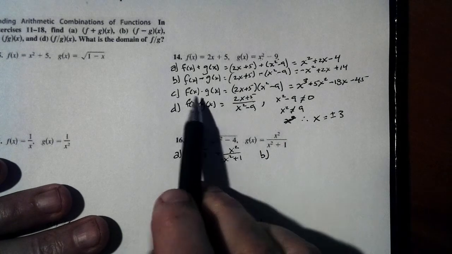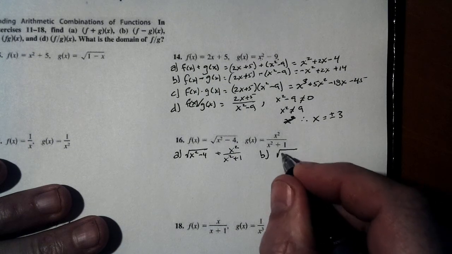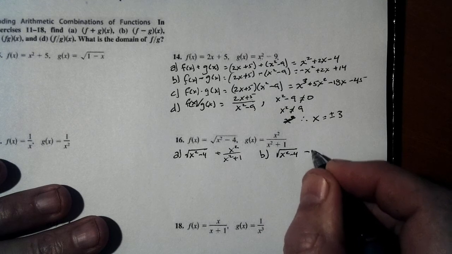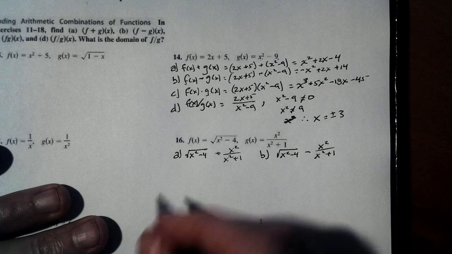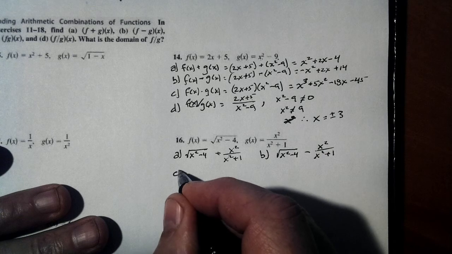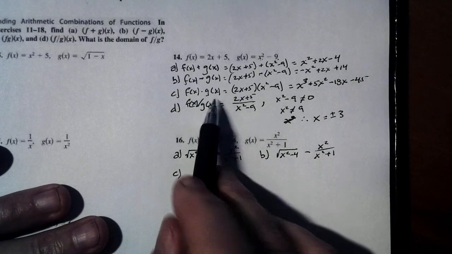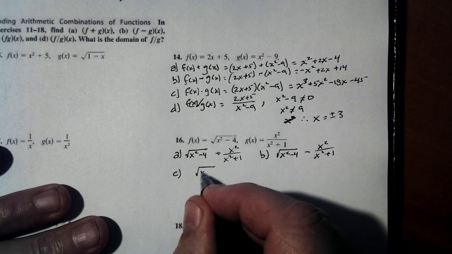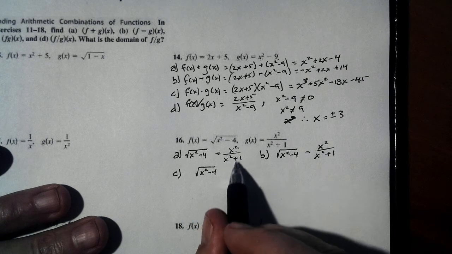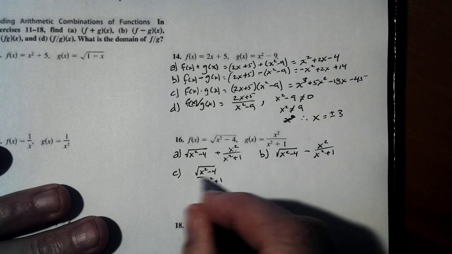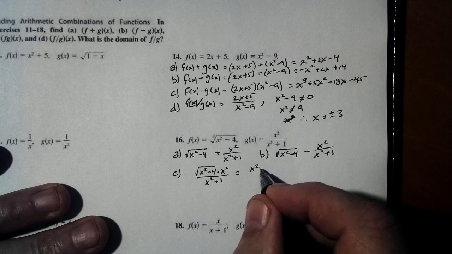B, watch how much harder subtraction is than addition. F of x minus g of x, square root of x squared minus 4 minus x squared on x squared plus 1. C, f of x times g of x is square root of x squared minus 4 times x squared. Well, it's going to end up on x squared plus 1, but that's times x squared. The only thing we might want to do with that is put the x squared out in front.